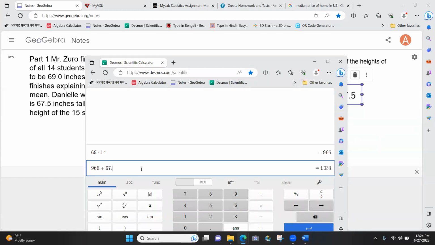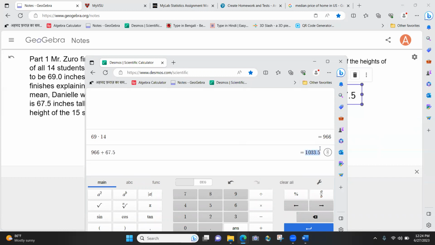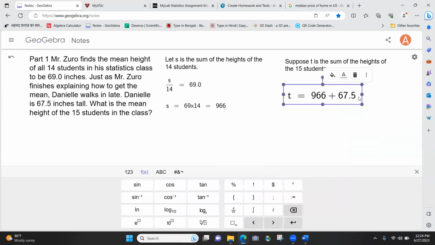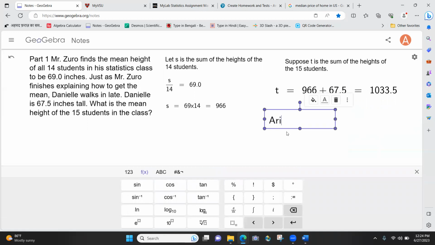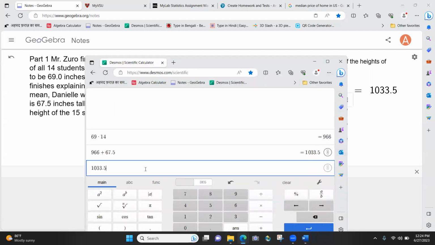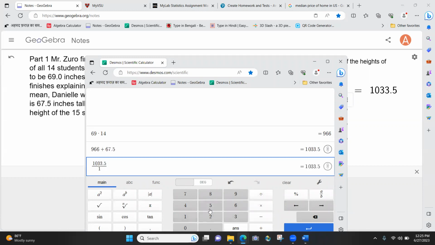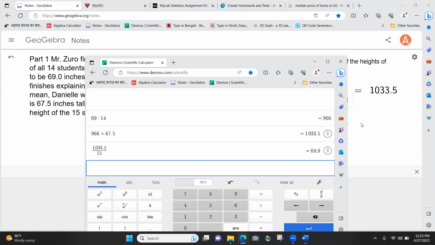Plus 67.5. I'm getting this large number. Now the question wants me to find the new average of all the students. Well, easy. I'll say the arithmetic mean of the 15 students is that number divided by 15 and not 14. I'm getting 68.9. I think that was the answer.